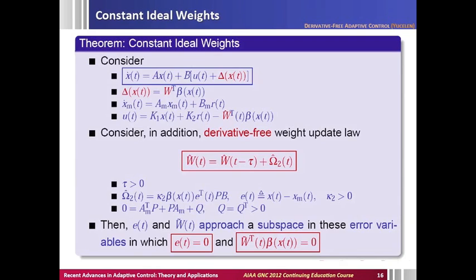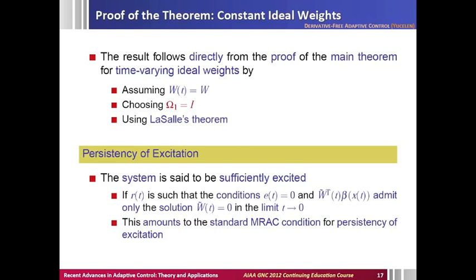Then the error basically goes to 0 as t goes to infinity, and the difference between the actual uncertainty and the estimated uncertainty becomes 0. So we again recover the asymptotic stability of the error dynamics for the case of constant ideal weights. And the proof basically follows from the main theorem. We just need to replace the time variation in weight with constant weights, and we need to choose omega 1 to be identity, which is the only parameter choice if the ideal weights are constant. Otherwise, we need to select it like that and then apply it ourselves.